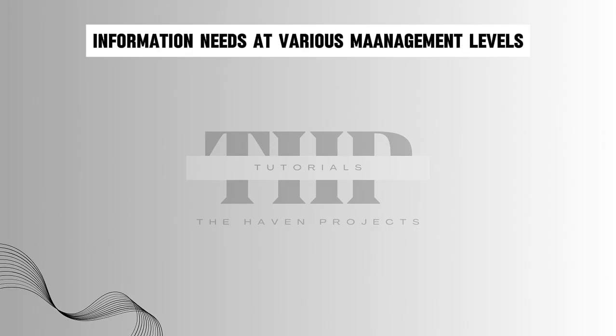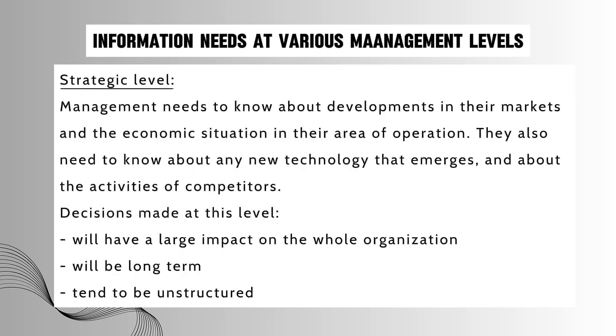Now, at various management levels, information needs are different. Let's talk more on this. There are 3 levels of management: strategic, managerial, and operational. Information needs differ at each of these levels. For the strategic level, management needs to know about developments in their markets and the economic situation in their area of operation. They also need to know about any new technology that emerges and about the activities of competitors. Decisions made at this level will have a large impact on the whole organization, will be long-term, and will tend to be unstructured.